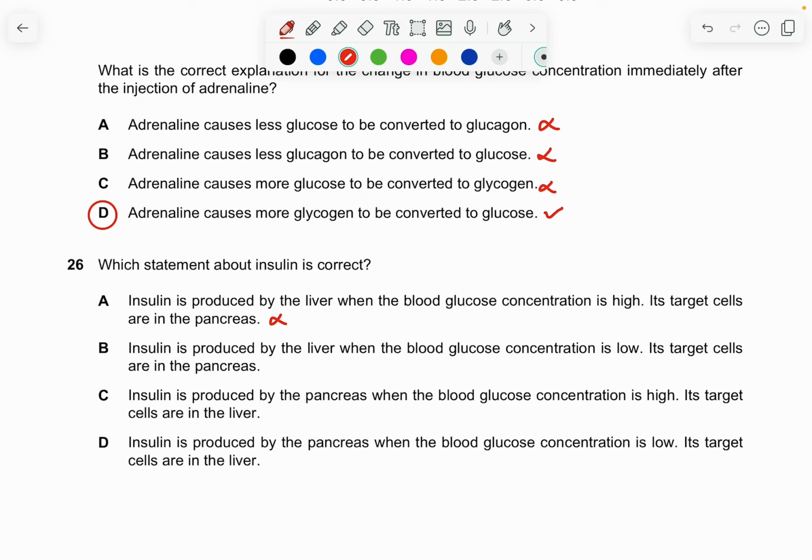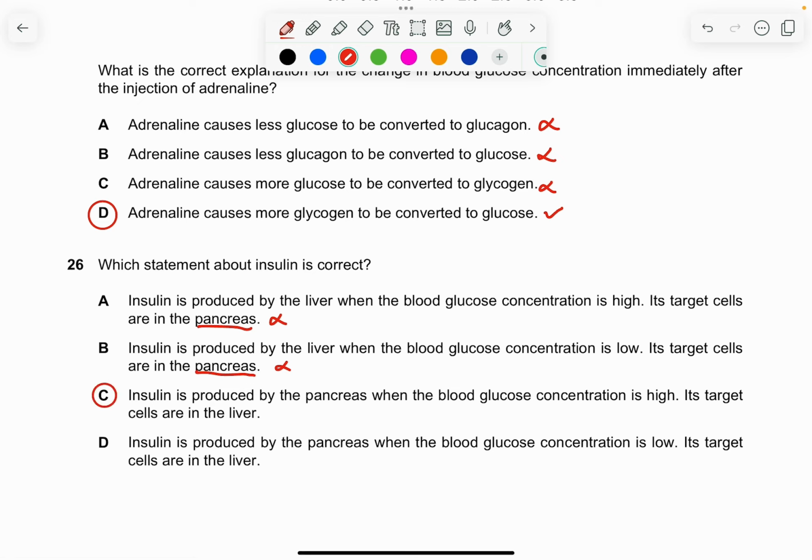Its target cells are in the pancreas. This is also wrong. Where it is wrong is the pancreas. It should be the liver. Insulin is produced by the pancreas when the blood glucose concentration is high. Its target cells are in the liver. So this is the correct answer.